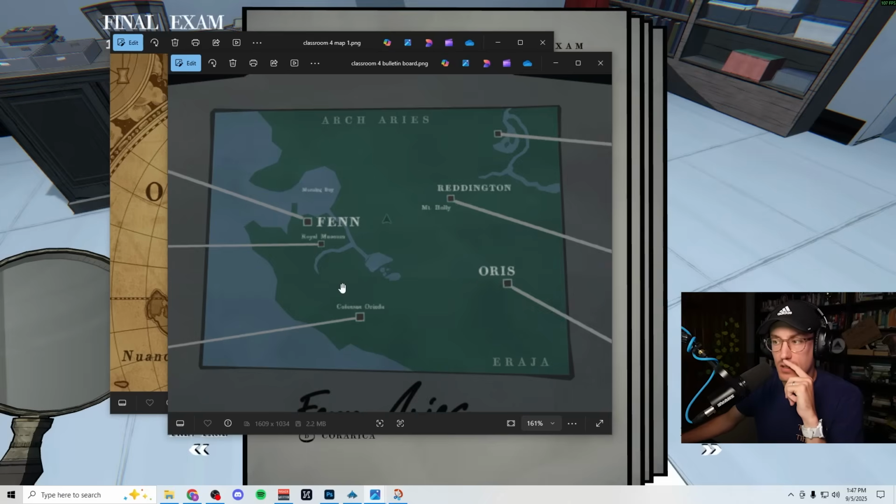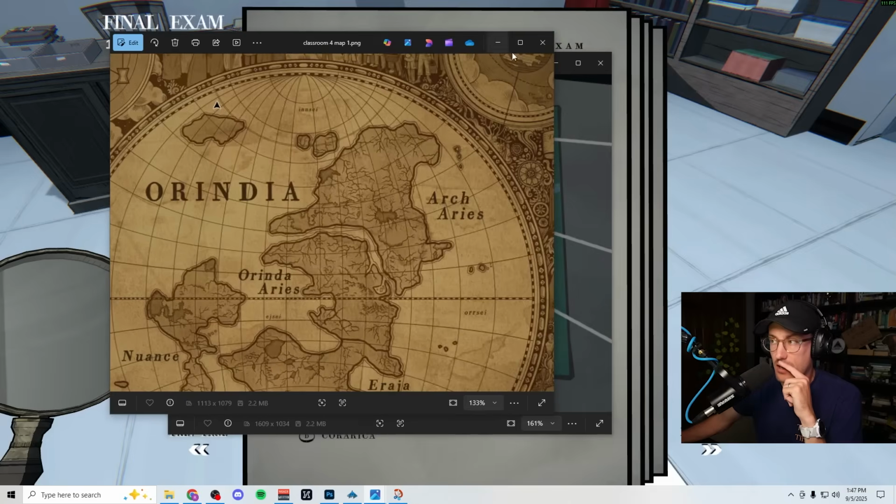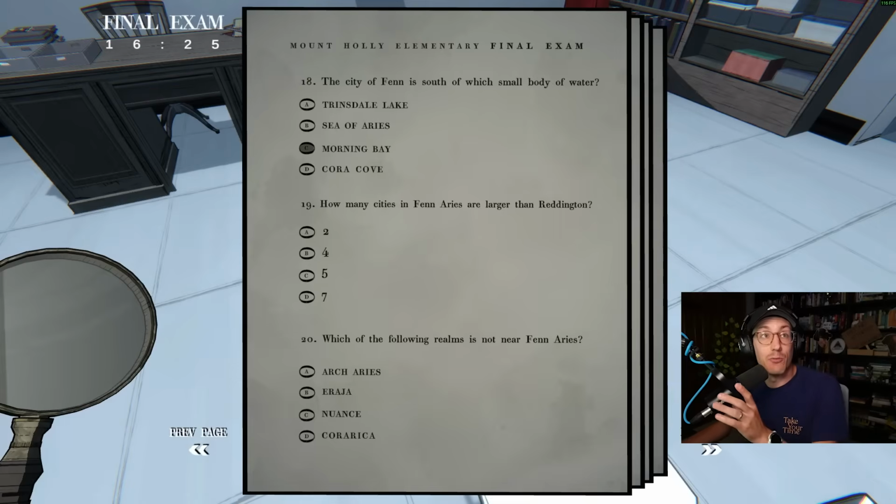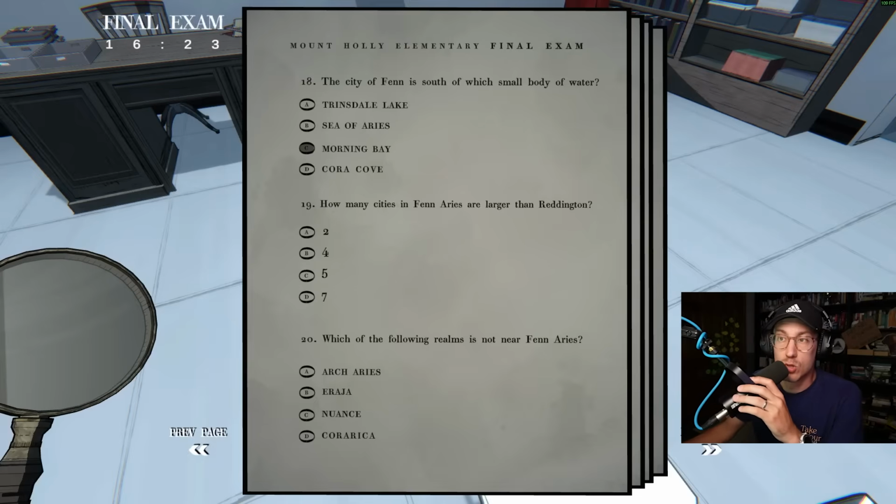Over, then up? This is that earlier question, too. It's something bay. Morning Bay. How many cities in Finn Aries are larger than Reddington? That might be in the Reddington book. We have 16 minutes left. We're on question 19 of how many?